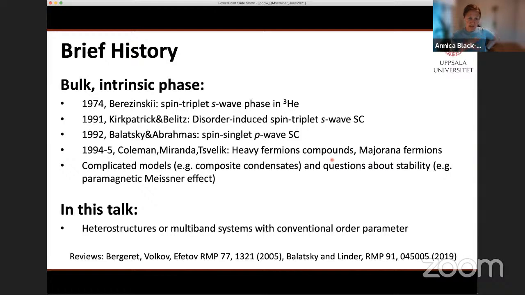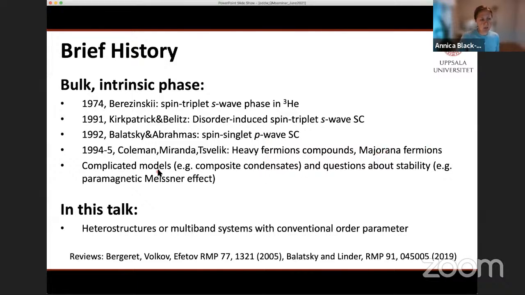So this slide here shows a tiny snapshot of the history of odd frequencies. It really goes back to 1974 when Berezinskii proposed a spin triplet S wave phase that was odd in frequency in helium-3. Then say 20 years later, it was taken up by several people who started looking at this in superconductors, both spin triplet S wave and spin triplet P wave states, and also later on in various heavy fermion compounds. Majorana fermions, in fact, if you start pairing them, would always have an odd frequency dependence. I'm not going to go into that here in my talk, but that's a contemporary subject as well.